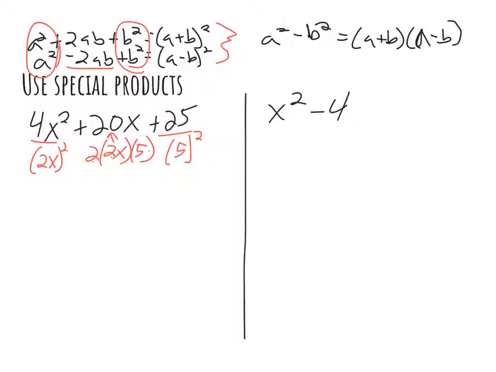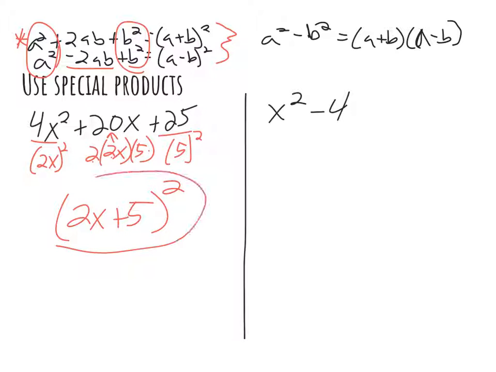You'll notice it has 2 plus signs, which is just like this top one here. So if I have a squared plus 2ab plus b squared, I can factor that into a plus b squared. Here is my factored form.